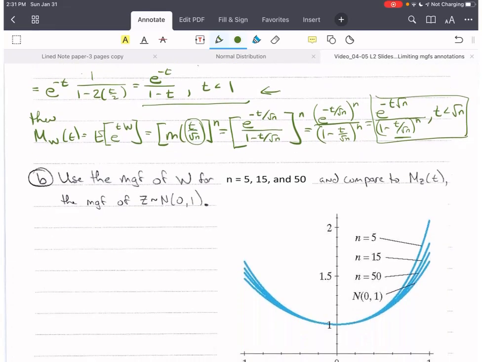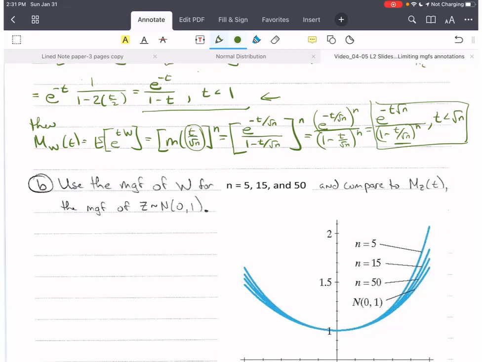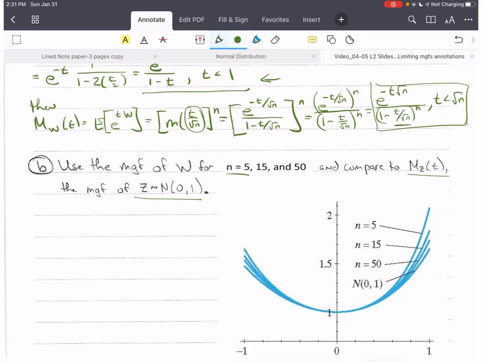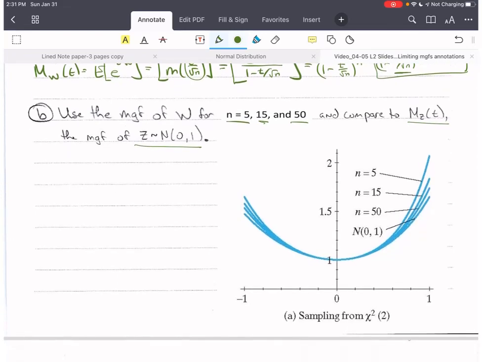Now we want to use the mgf, so we figured out what the limiting distribution of this is. And so we have a gamma distribution now for the limiting distribution. And we use the mgf of w, and we compare it to m sub z. This is a standard normal distribution. So z is a standard normal distribution. So we compare it to the mgf of z. So we're using n equals 5, 15, and 50. And this is from your book.